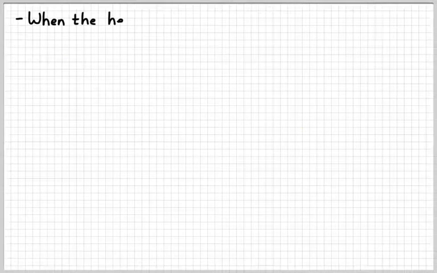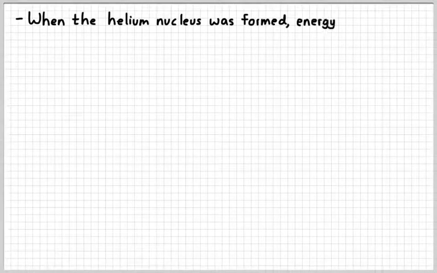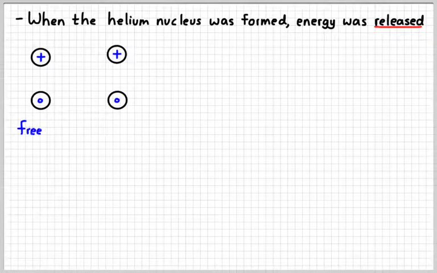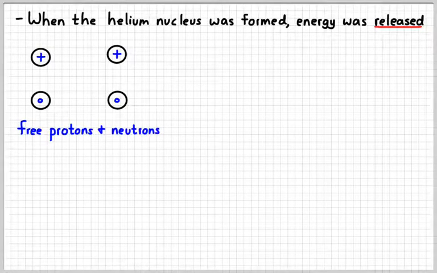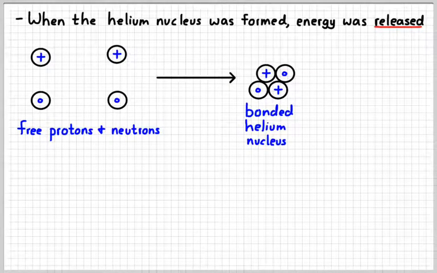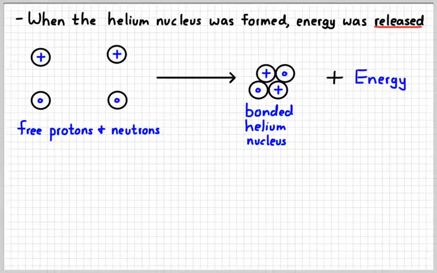So when we formed the helium nucleus, because it's stable, its energy was lower than when it started as just separate protons and neutrons. In other words, energy was released. To put that in picture form, here are the free protons and neutrons, minding their own business, and then somehow we force them together into a nucleus. Energy is going to be released as a result of that process.